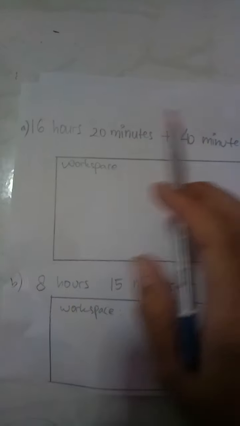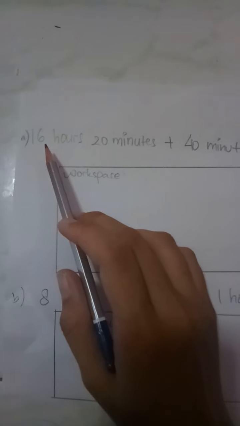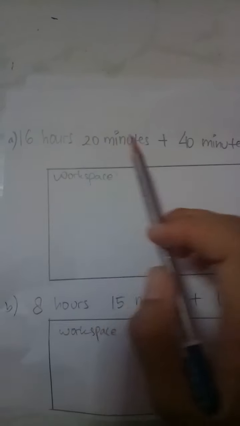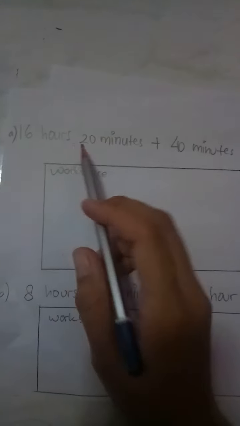Now, you are going to do some exercise, but I'm going to explain first by giving examples, okay? Like last time, according to our note. Okay, let's see part A. 16 hours 20 minutes plus 50 minutes equals how many hours? Okay, if you have questions like this, we write them like this, okay?